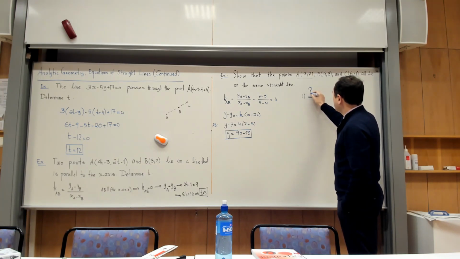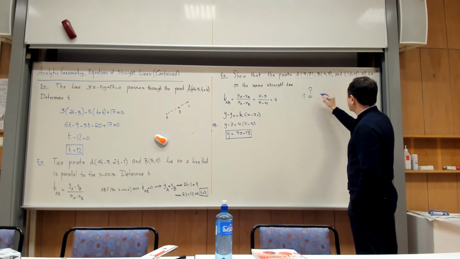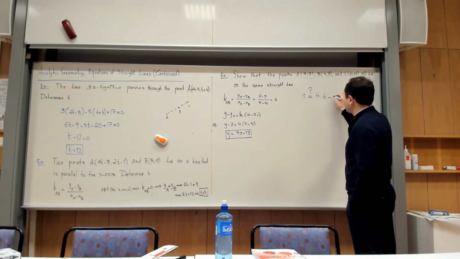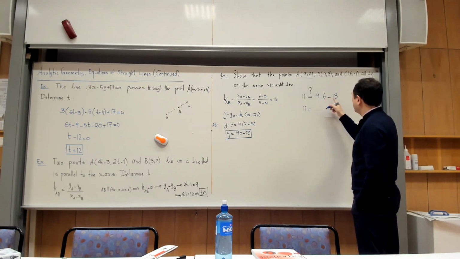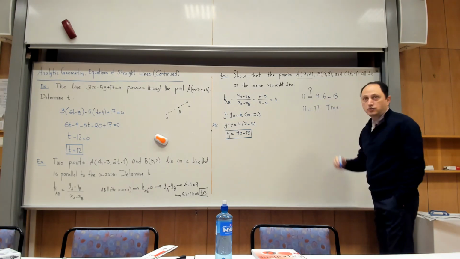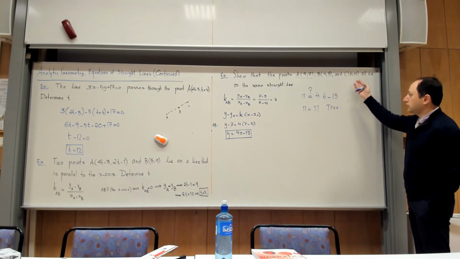I put a question mark. Instead of x, I put 6. So it becomes 4 times 6 minus 13. Yes, but this becomes 11. This is 24 minus 13, which is 11. So that is true. So this means that the third point also lies there.